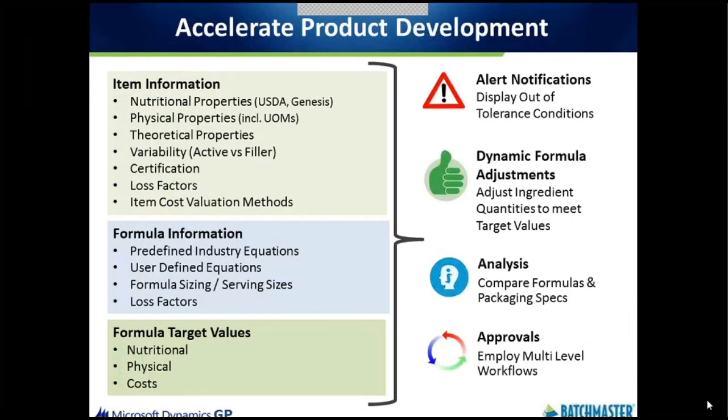So after rolling up a formula's ingredient property values, the system can alert you to the formula when it exceeds certain target property values. And then you could take advantage of the system's dynamic formulation capabilities to perform what-if scenarios based on certain weights and volumes to ensure that the label claims are met. And you can compare current and previous versions of a formula or compare with other formula specifications. And you could always roll back to the last active approved formula.